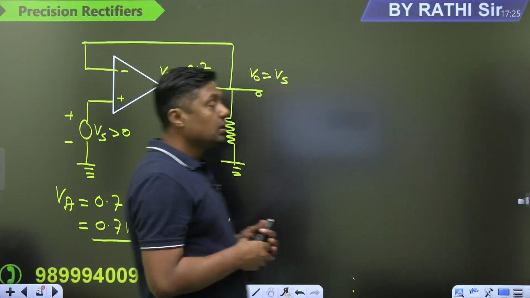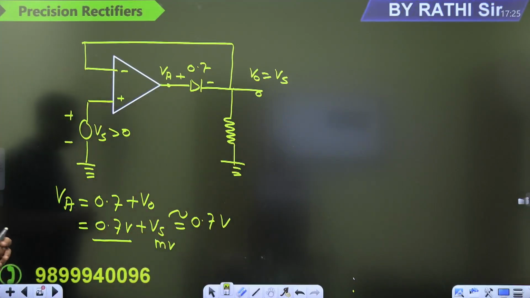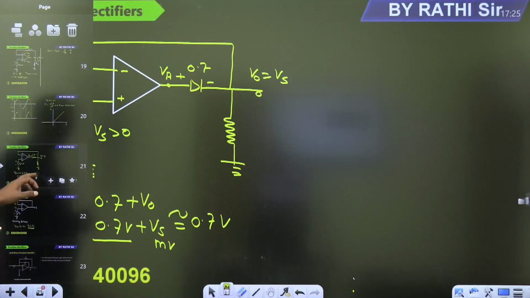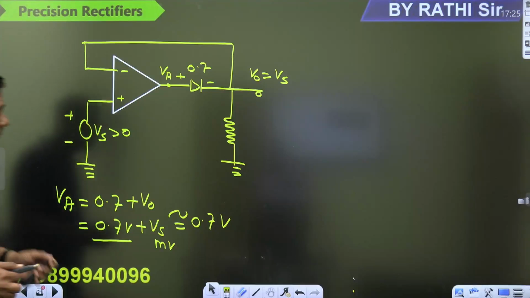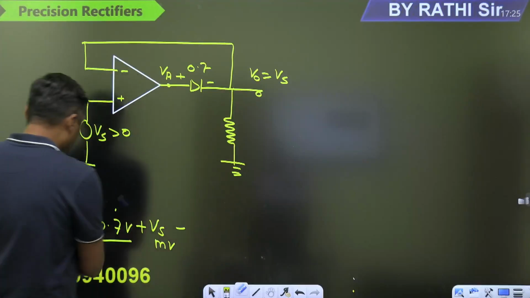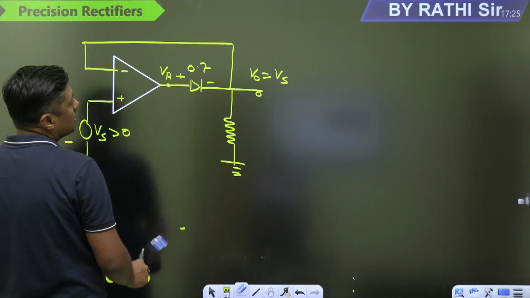PIV, peak inverse voltage: the voltage appearing across the diode when the diode is reverse biased, guys. So finally we will calculate the PIV. How are we going to calculate the PIV here? Now watch.